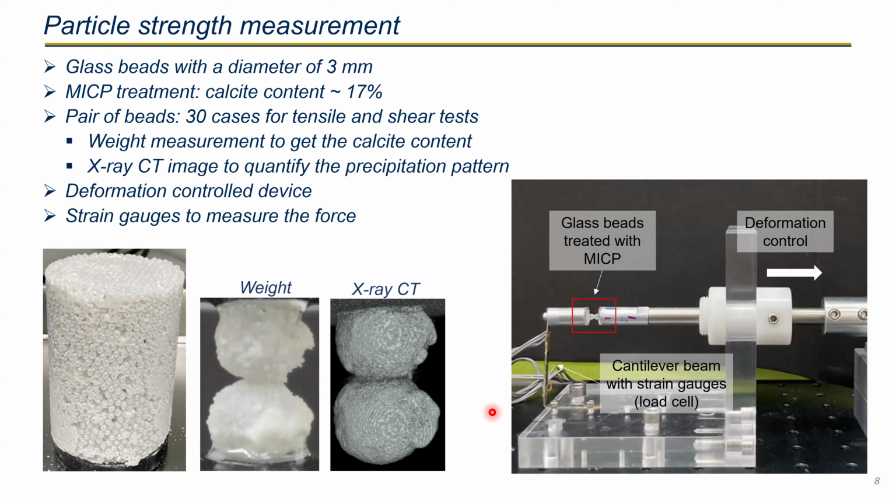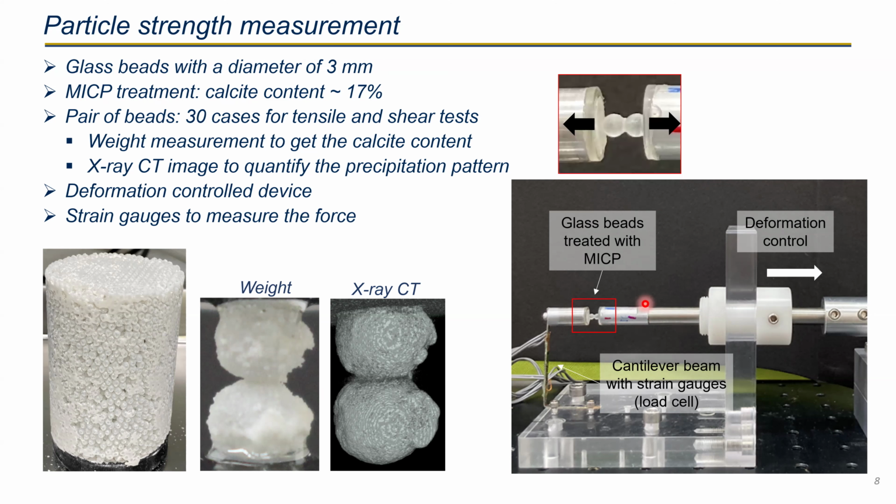This is the test setup for the tensile strength test. In this red box, the glass bead pair was located. One side of the glass bead is attached to the deformation control beam, which implements the horizontal displacement. The other side was mounted to the rigid cantilever beam, which is instrumented with strain gauges. In this way, we can measure the load applied to the sand particles during the test.